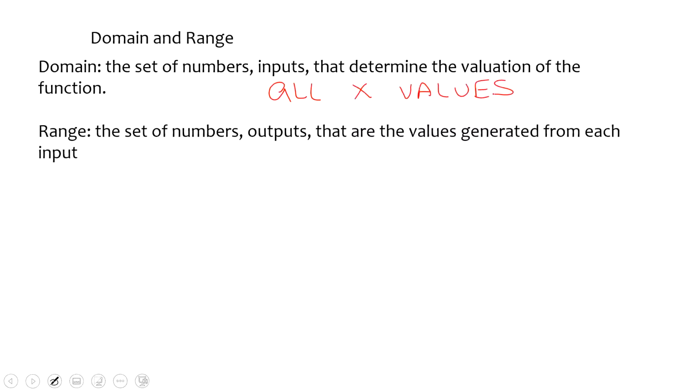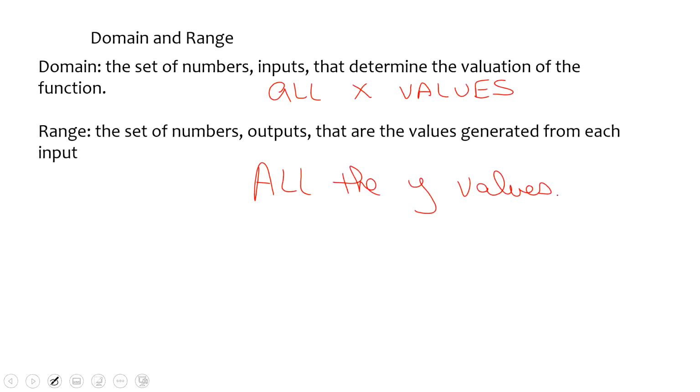The range, that's the set of outputs, the set of numbers that are the output. So we plug in some value for x, we get some output for our y value. Or yesterday we were talking about the f of x value. So those are the numbers that are generated. These are all the y values that our function can take.